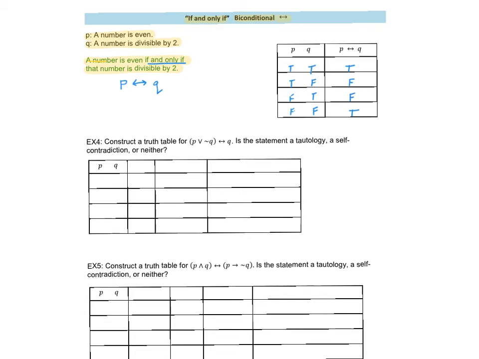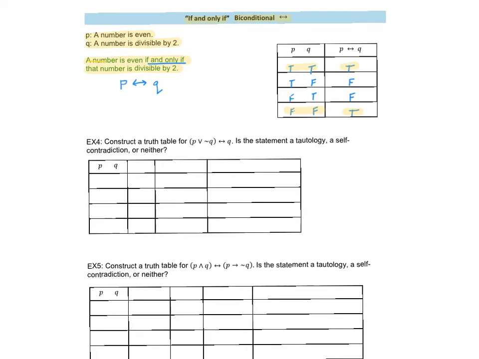This is the truth table for biconditional. Notice that it's true if both sides are true. It's also true if both sides are false, because it has to match up on both sides. Either both sides have to be true or both sides have to be false for the biconditional to be true. Otherwise, if you have a true false or a false true, the biconditional is false. Again, you don't have to memorize these.